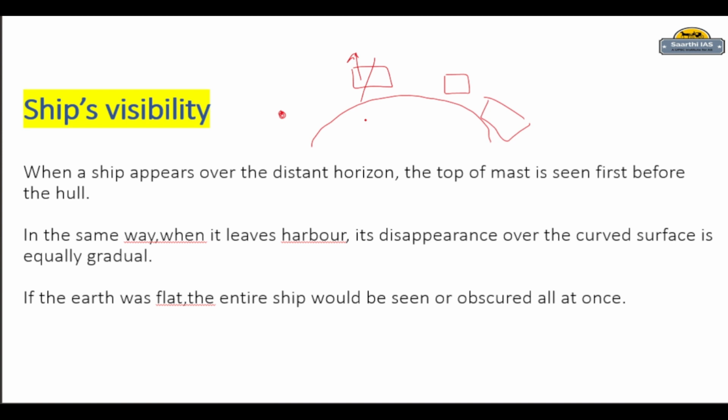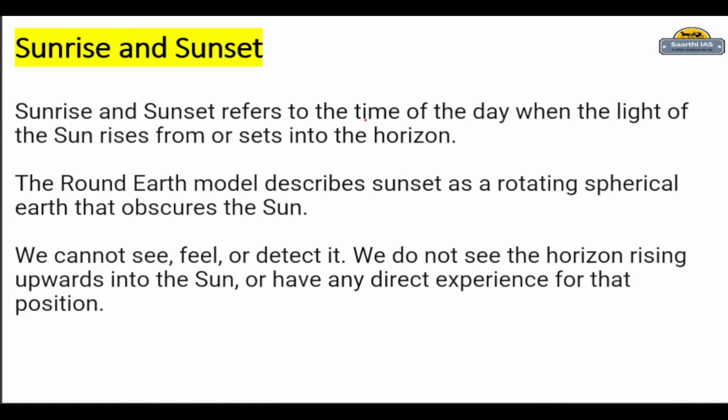How much of the ship we can see standing at the far off ocean: that half part we can visualize the first time, and the other half we will see at a later time. So the sunrise and sunset are also a kind of evidence for the spherical shape of the Earth. So let's see how it works.